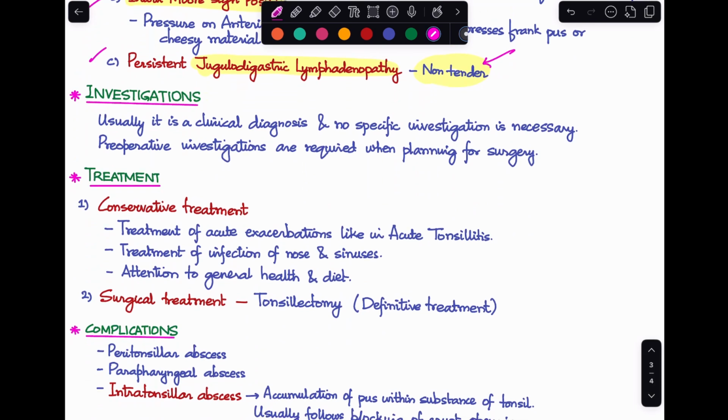Next, moving on to investigations. This is mostly a clinical diagnosis where you make the diagnosis based on the history and the clinical examination of the patient. Usually, no specific investigation is necessary. If you're planning the case for surgery, a lot of preoperative investigations would be required before you take the patient up for surgery. Now, I have separate videos on tonsillectomy where I discuss everything related to this, and I also discuss the different steps of tonsillectomy. You can check it out over there.